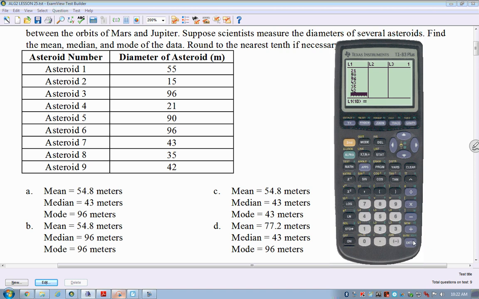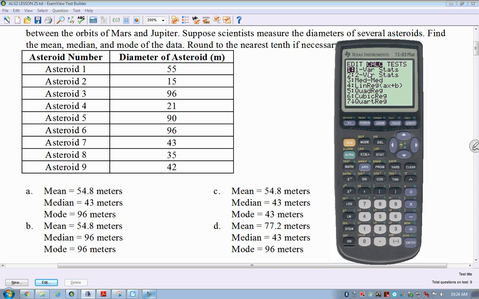Okay, and notice if you look down here, that's it. Okay, give me a second, I'm going to pause. All right, so from here, what we want to do is hit stat again. We're going to go over to calculate, and we want one variable statistics.